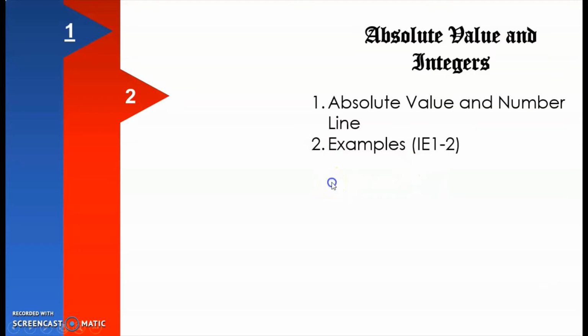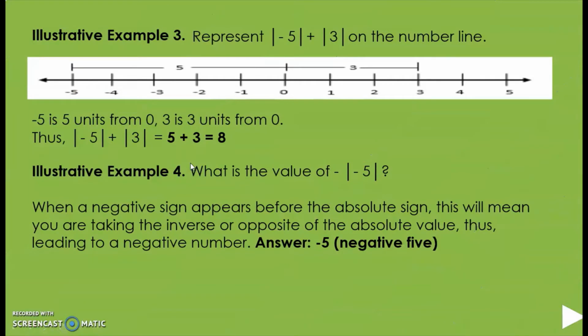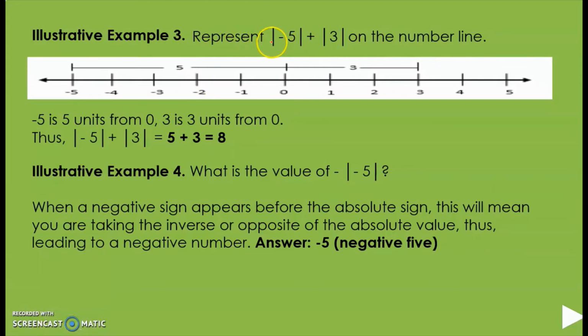The next illustrative examples are number 3 and number 4. For illustrative example number 3, we are asked to represent the absolute value of negative 5 plus the absolute value of 3 on the number line. So there are two absolute values here. It is advised for us to take it one by one. So let's take first the absolute value of negative 5.